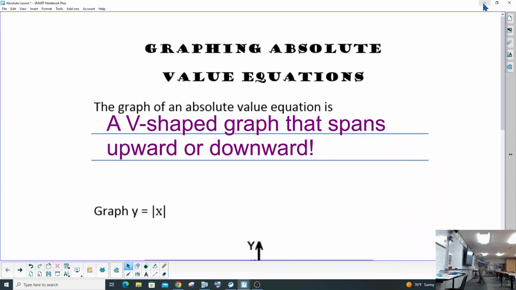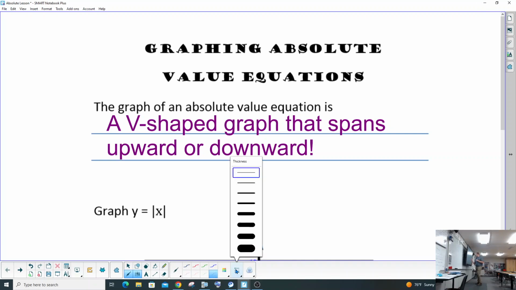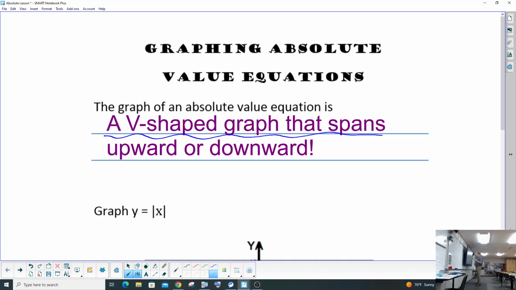Yo. So we're learning graphing absolute value right now. The first thing you want to write down is a V-shaped graph that spans upward or downward. So that's what it's going to look like. Go ahead and write that out.